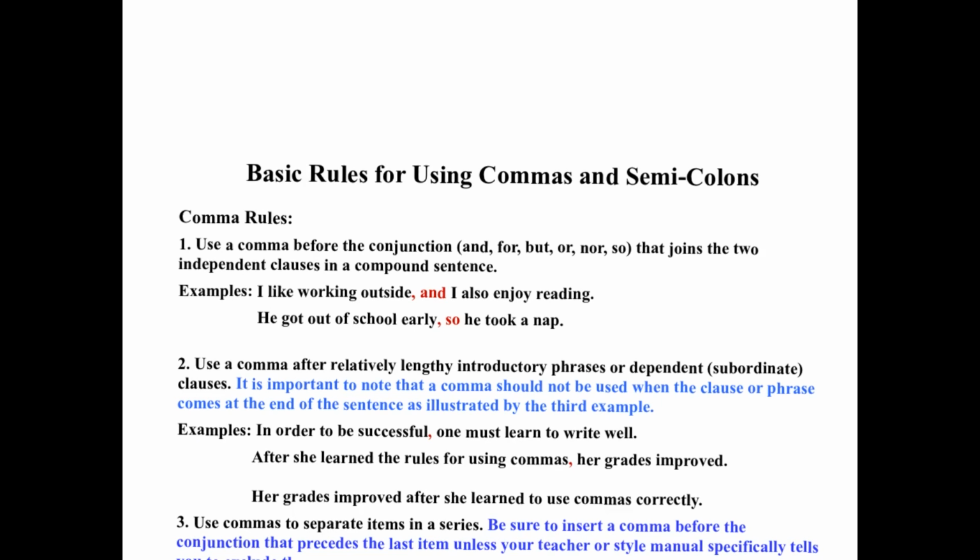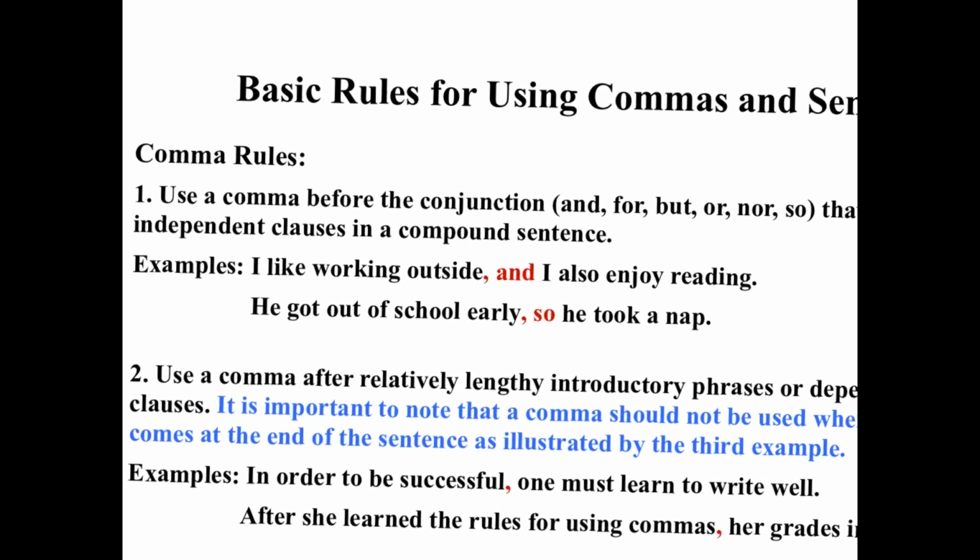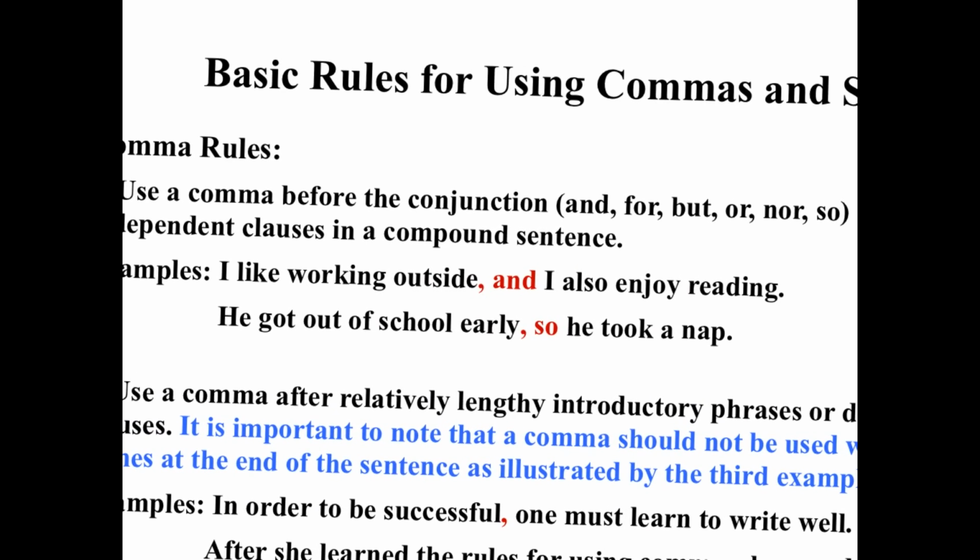A comma and conjunction joins two independent clauses together. All right? So when you look at your sentence and you have two independent clauses and you've got a conjunction, you need a comma. Look, I like working outside, comma, conjunction, and I also enjoy reading.